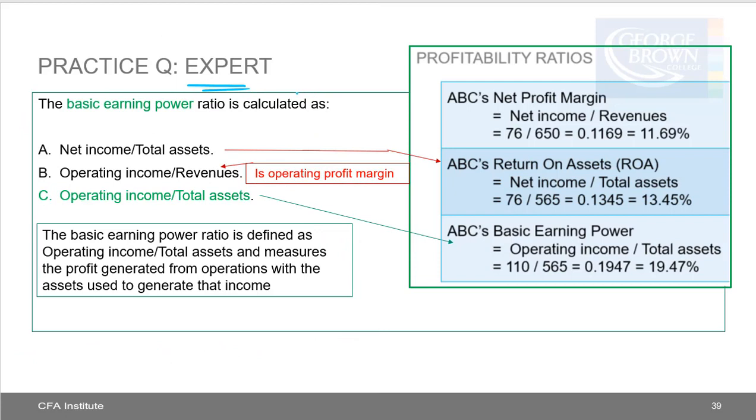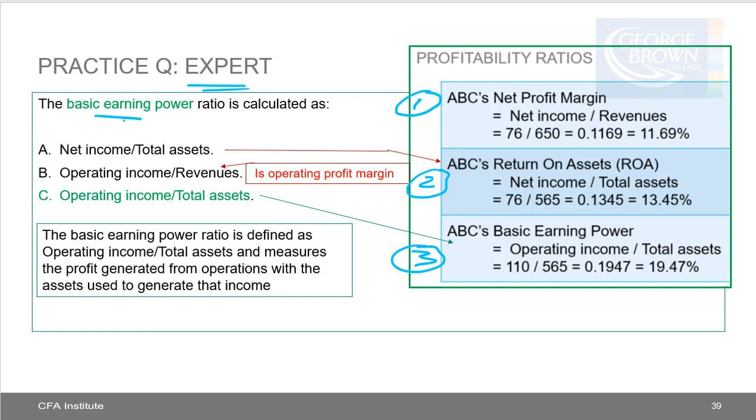I just want to show you, we've been going through some numbers and doing some calculations, but in terms of the exam, what's considered to be an expert question is just being able to identify the ratio. And so you have to have it memorized. For profitability ratios, there's only three ratios. Number one is the net profit margin, net income divided by revenues. Number two, return on assets, which is net income divided by total assets. And number three is the basic earning power, which is operating income divided by total assets.